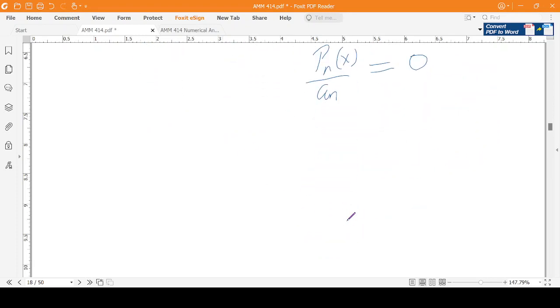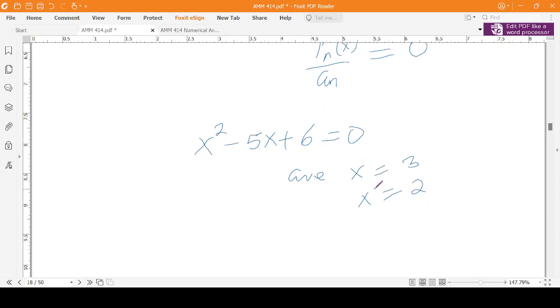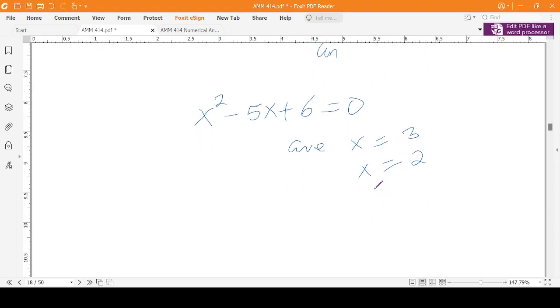For example, we know that the roots of x squared minus 5x plus 6 equals 0 are x equals 3 and x equals 2. We know these are the roots of this equation. Even if we divide this equation by 3, for example, or by 4, and we write 1 over 4 times x squared minus 5x plus 6 equals 0, even if we divide this equation by 4, the roots will not change. They will just remain the same.